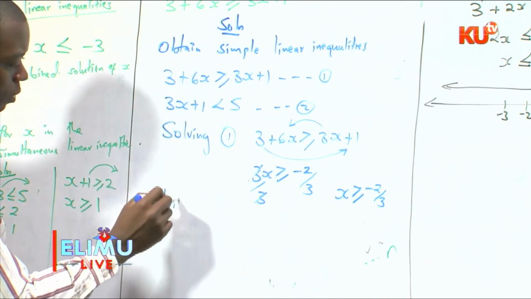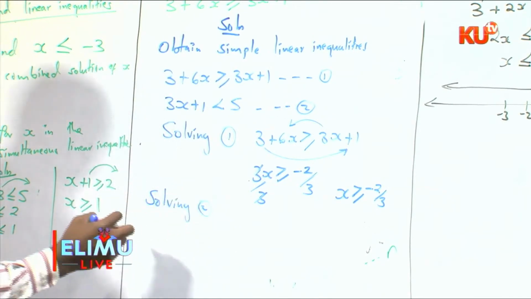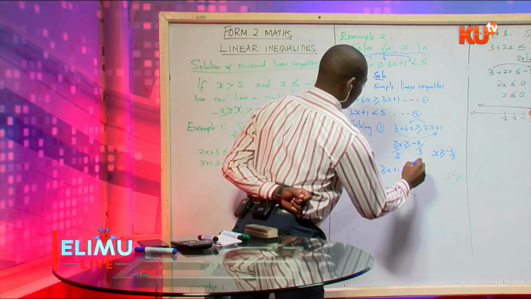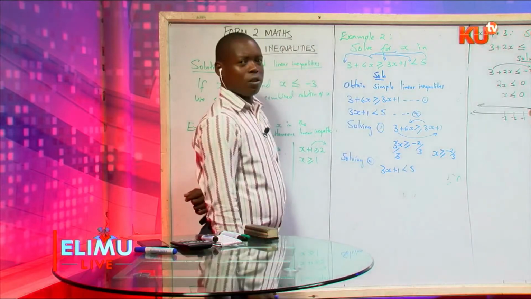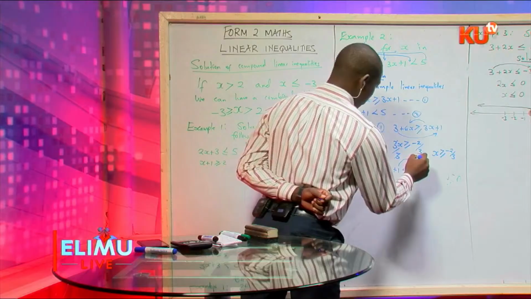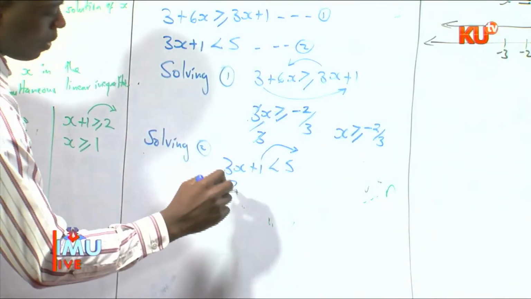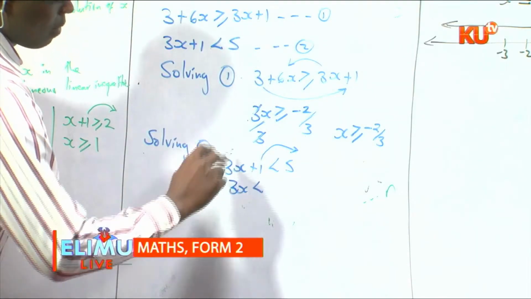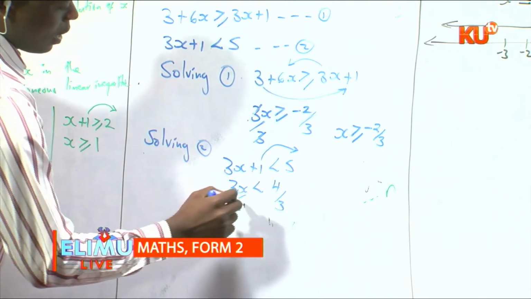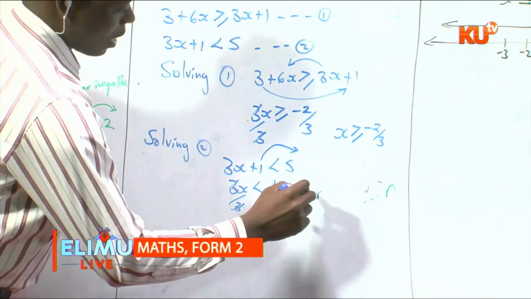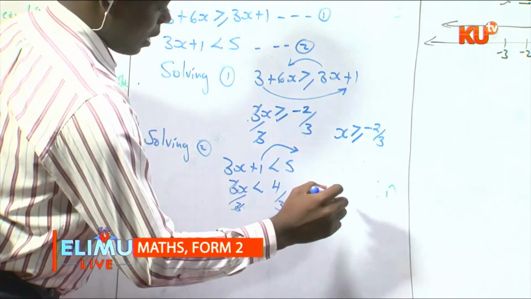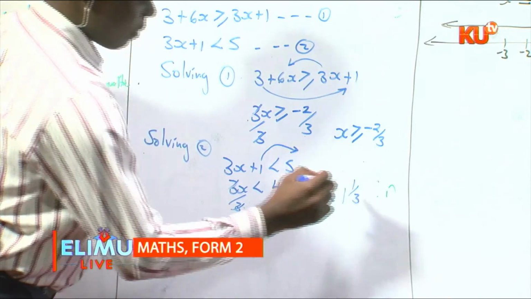We solve now number 2. 2 has 3x plus 1 less than 5. The same thing, collect like terms, this to the right side, and so you have 3x less than 4, divide by 3, this cancels, and so x is less than 4 over 3, that is 1 1/3.